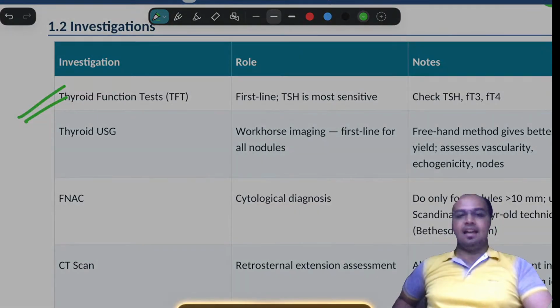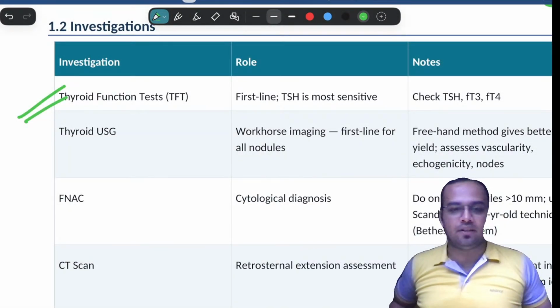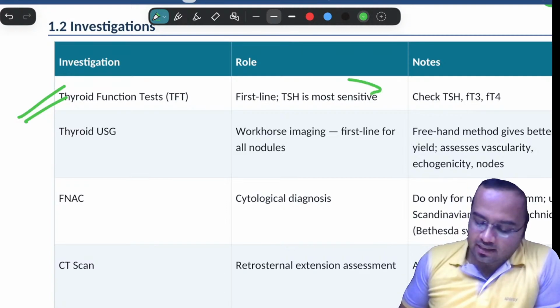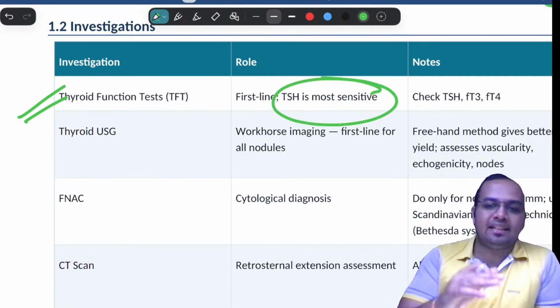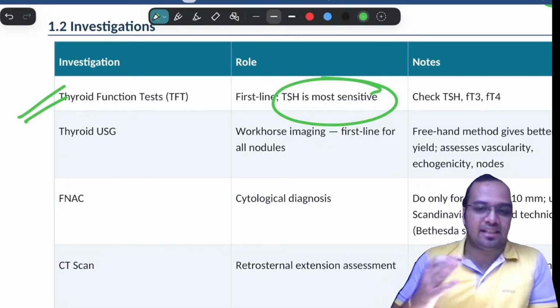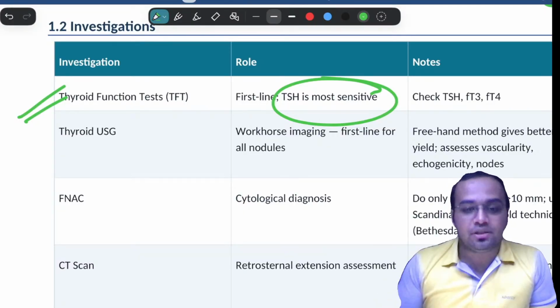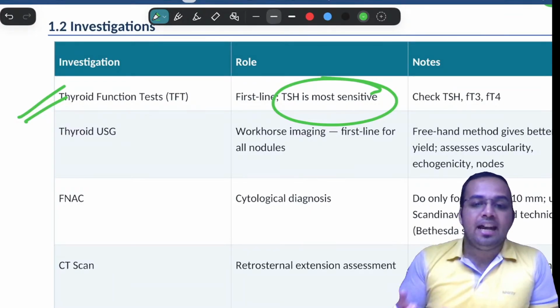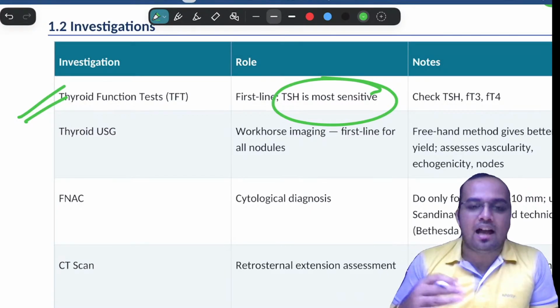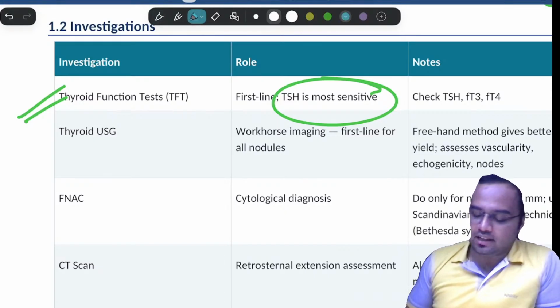तो पेशेंट आते आते ही उसको बोलने का कि give your blood for thyroid function test and then we'll go for further investigation. So first line investigation, TSH is most sensitive. So TSH कम है या ज्यादा है उसके ऊपर हमारा अगला मैनेजमेंट है. So if TSH is less, it means that the gland is hyperfunctioning, so your investigation is going to change. If TSH is more, it means that gland is hypofunctioning, hypothyroidism है patient को, so then you are going to change the line of your further investigations.